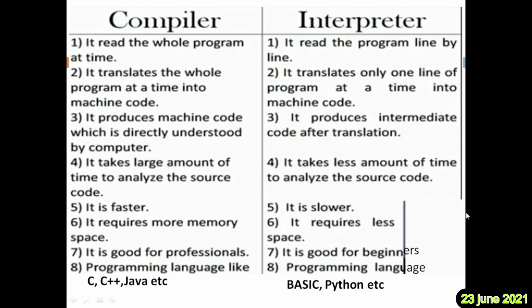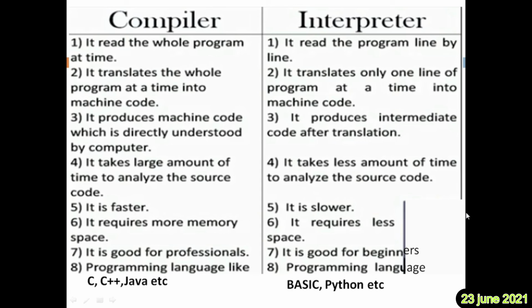Okay, and the fourth one: a compiler takes a large amount of time to analyze the source code, while an interpreter takes less time to analyze the source code. Compilers are faster, interpreters are slower. Compilers require more memory space and interpreters require less memory space. Okay, compilers are good for professionals and interpreters are good for beginners.